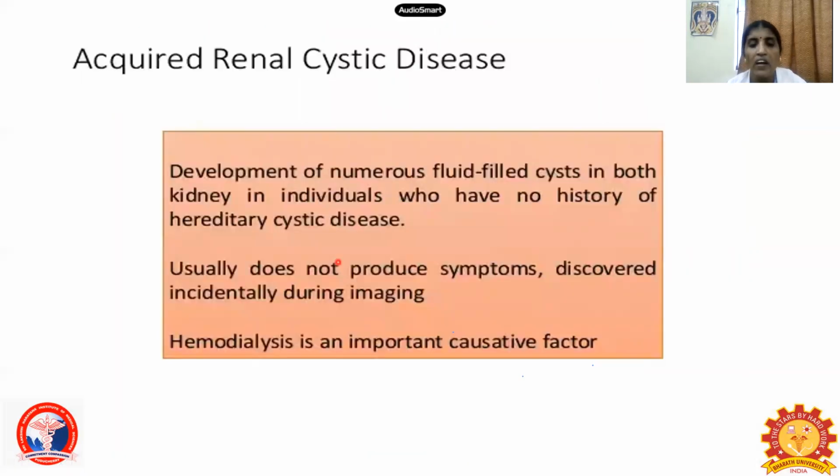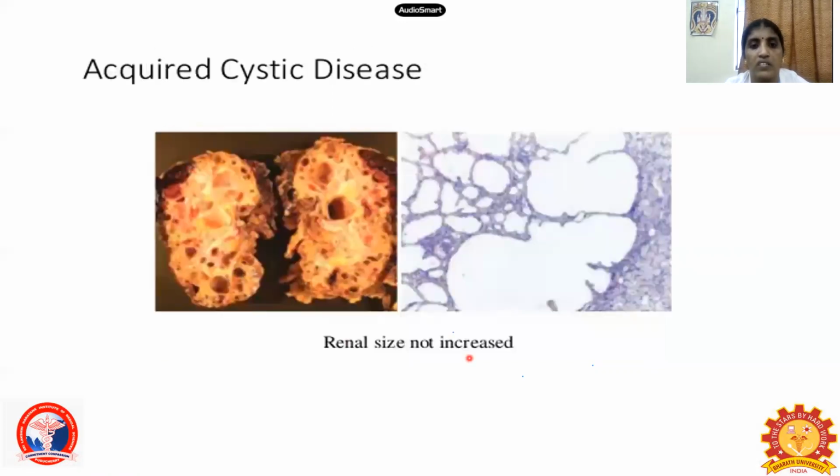So what is acquired renal cystic disease? I told you it is most commonly associated with dialysis. It is the development of numerous fluid-filled cysts in both kidneys in individuals who have no history of hereditary cystic disease, and so you call it acquired. Usually it does not produce any symptoms. They are incidentally discovered radiographically, and hemodialysis is the important causative factor. So this is one such example of hemodialysis-associated kidney disease.